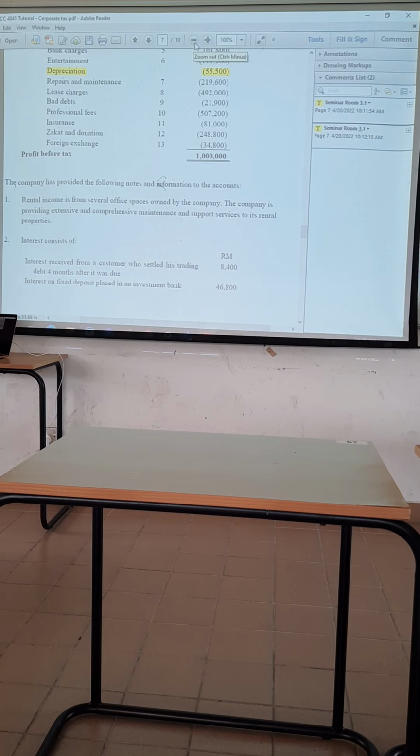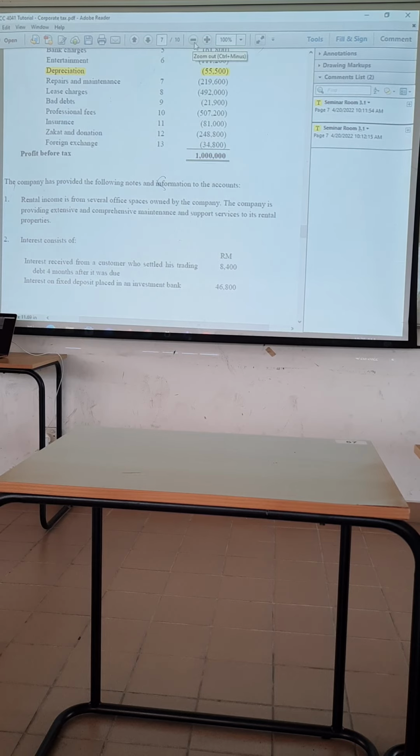So remember that rental income is under section 4D, right? But the rental income can also be assessed under section 4A, provided that extensive and comprehensive maintenance support service is provided. It means that under normal circumstances, whenever you have rental income, it's under section 4D. So 4D means gross income from your rental minus allowable expenditure, and you get to your adjusted rental income under section 4D.